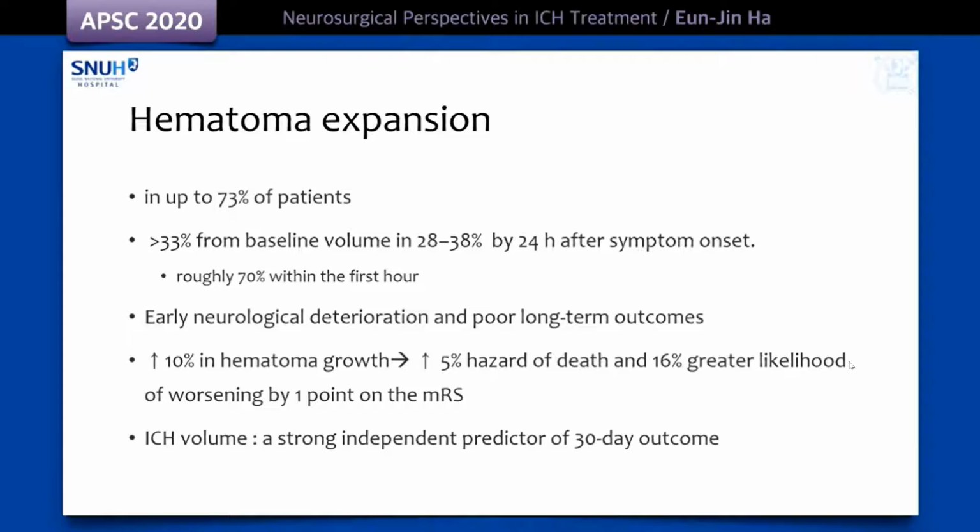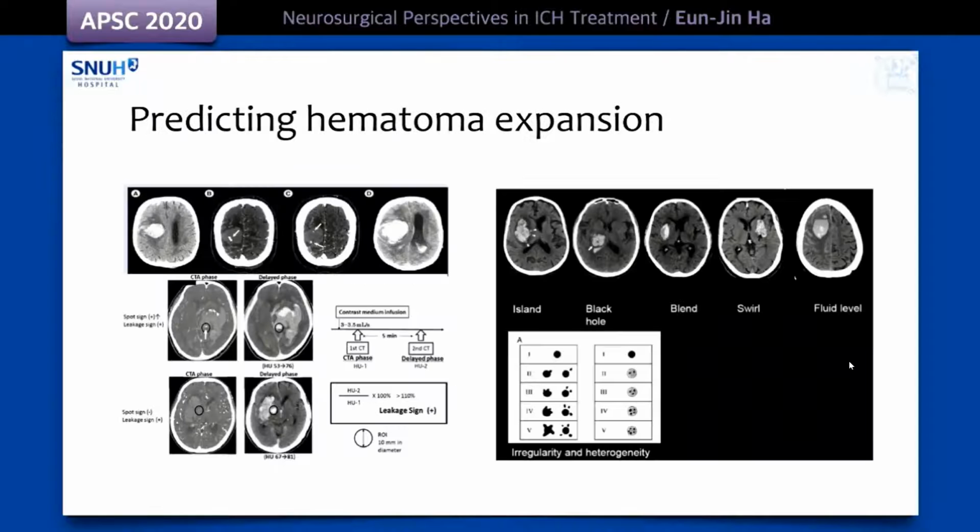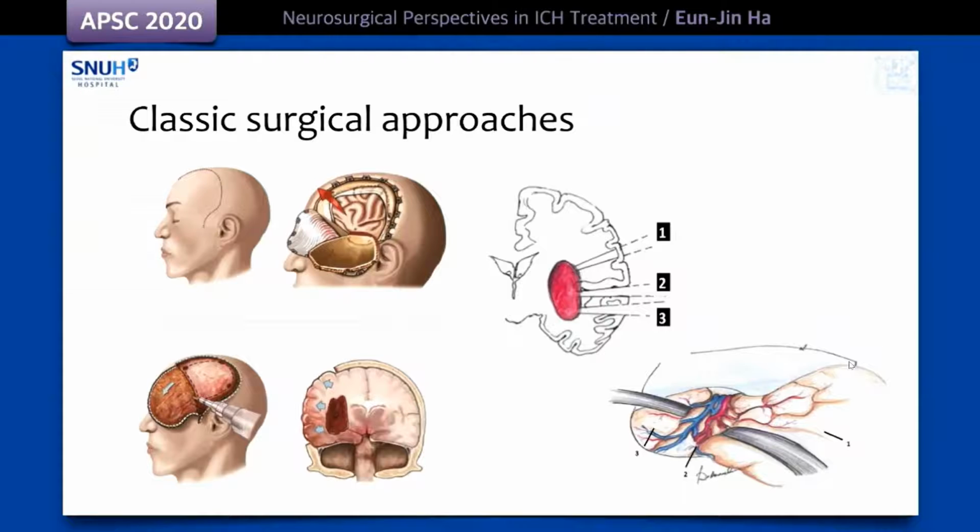Before neurosurgeons make a decision, they always consider hematoma expansion. Hematoma expansion is common, and the result of hematoma expansion is fatal to the patient's outcome. There have been several studies to predict this hematoma expansion in the radiological field, and it may be helpful to consider such findings as a target for surgical treatment. Especially classical approaches such as large craniotomy and craniectomy are good for patients with a persistent bleeding focus or those who are expected to undergo hematoma expansion.